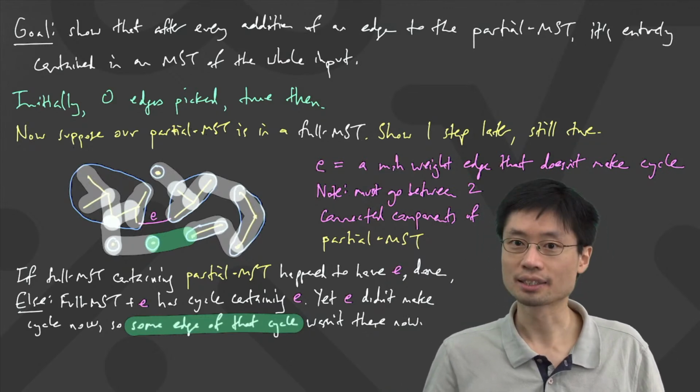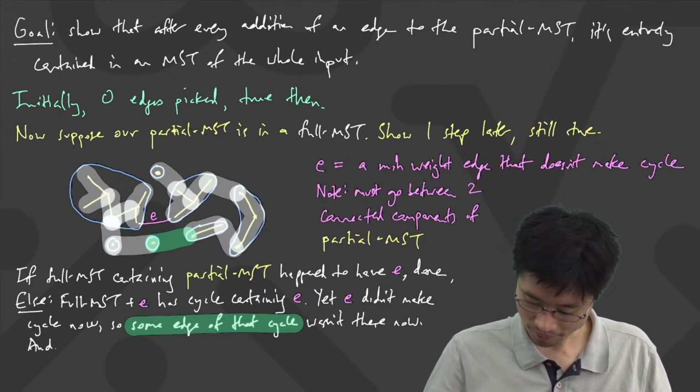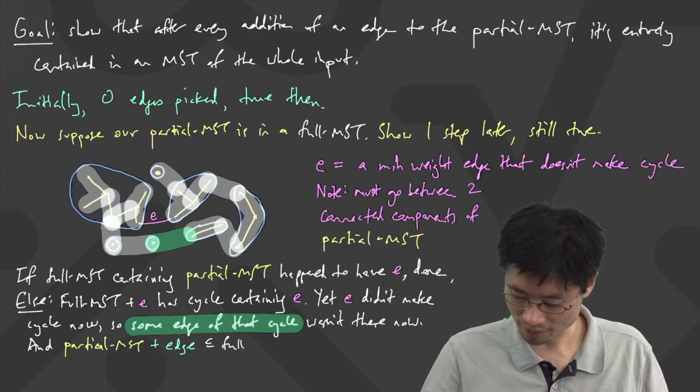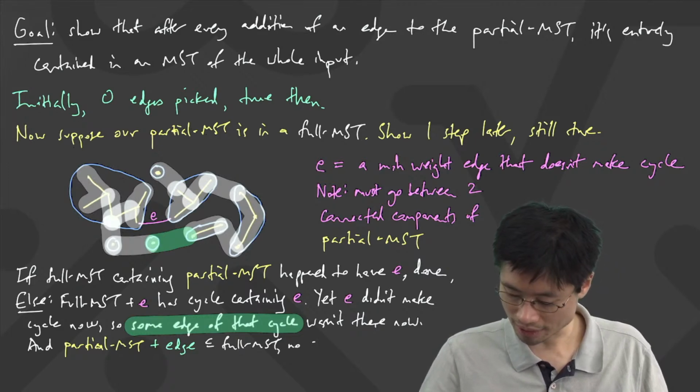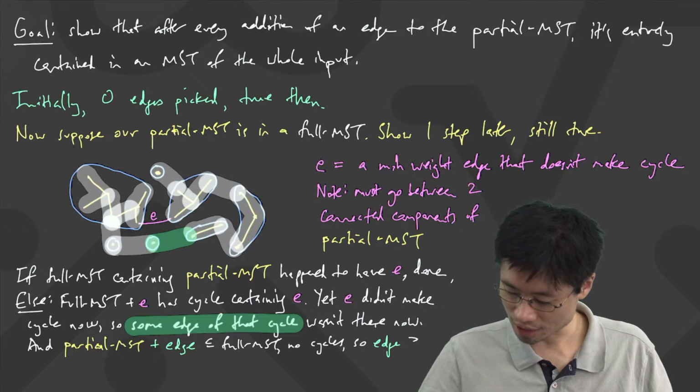And what I'll write here is that the partial MST plus the edge plus this other edge, that's actually contained inside the full MST, and it has no cycles. So the green edge has a weight bigger than or equal to E. I'll just write it this way. The green edge's weight is bigger than or equal to E's weight.